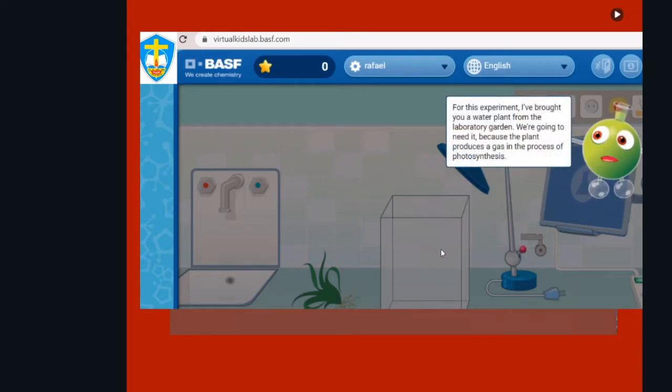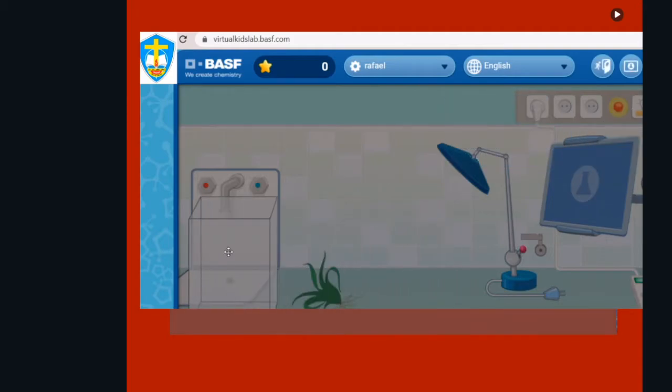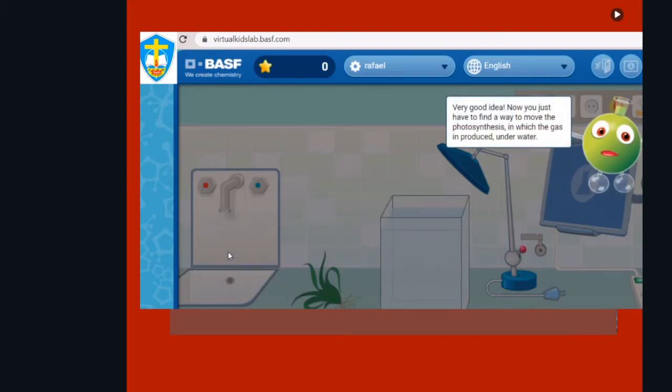For this experiment, I've brought you a water plant from the laboratory garden. We're going to need it because the plant produces a gas in the process of photosynthesis. Here. Very good idea. Now, you just have to find a way to move the photosynthesis in which the gas is produced underwater.